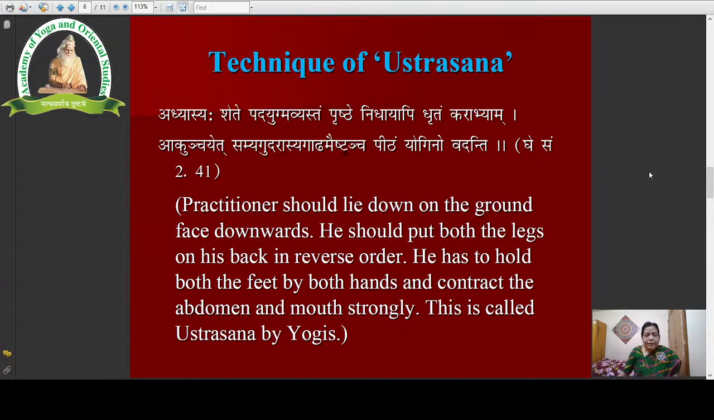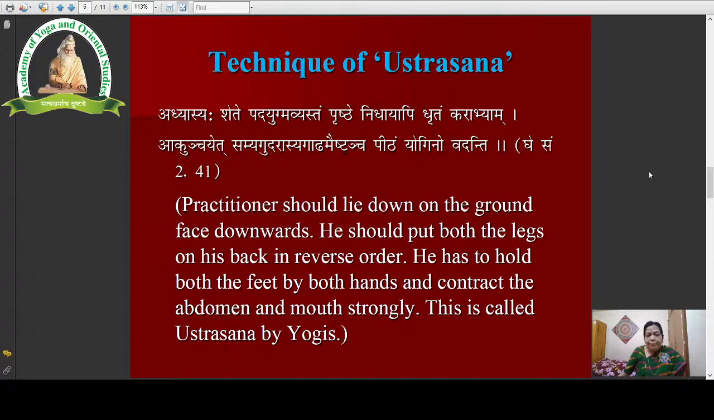Now let us see the meanings of the words. Adhyasyaha: asya means face, adhyasyaha means face downward. Sete means lying down. So he has to lie down with his face downwards, that means on his belly. Then pada yugma vyastang prushte nidhaya. Prushte means on his back, nidhaya means having kept or having put. Pada means leg or feet, yugma means two, and vyastang means in reverse order. He has to put both his legs on his back in reverse order.